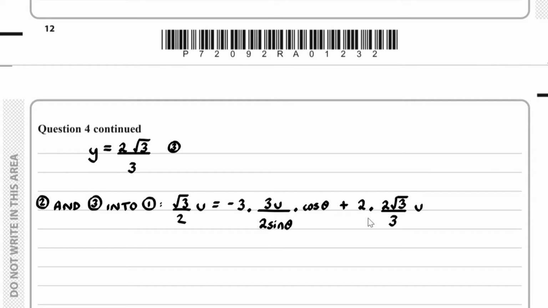So now let's simplify all this. Well, the u's cancel everywhere, so I will be left with root 3 over 2 equals, well, here I have minus 9 over 2 multiplied by cot theta, and then I add on 4 root 3 over 3.